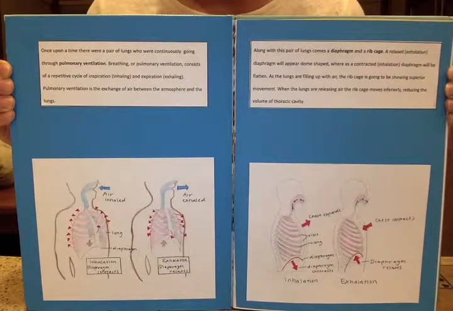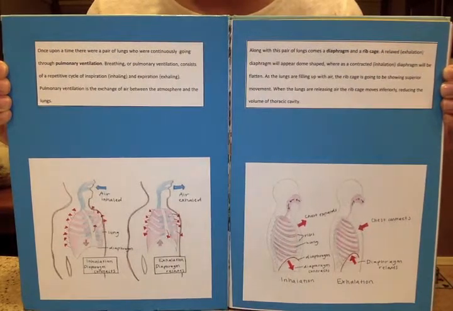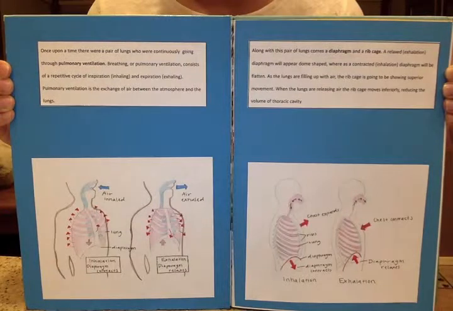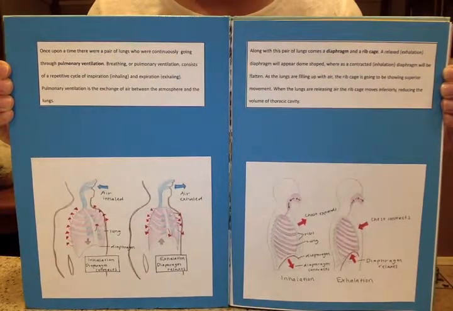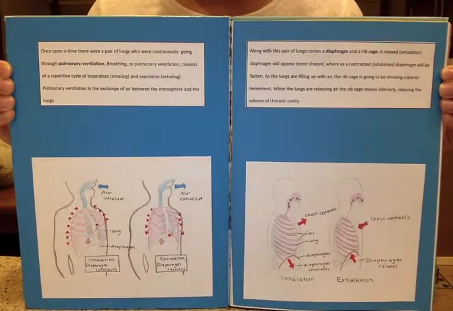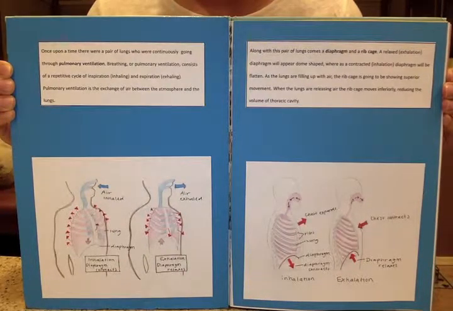A relaxed diaphragm will appear dome-shaped, whereas a contracted diaphragm will be flattened. As the lungs are filling up with air, the rib cage is going to be showing superior movement. When the lungs are releasing air, the rib cage moves inferiorly, reducing the volume of the thoracic cavity.